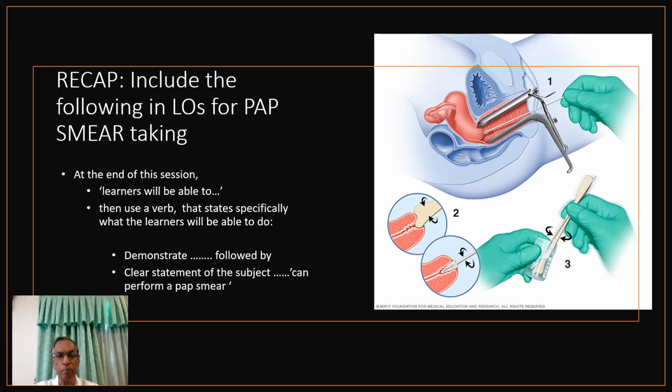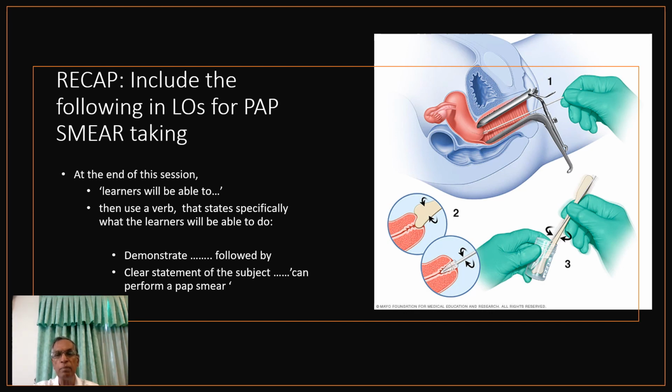So let's recap. You include the following learning objectives, say for a pap smear that is shown on the right. At the end of this session, the learner should be able to, if you refer to figure 1, be able to insert a speculum into the vagina, and he will be able to insert the instruments required to do the pap smear.